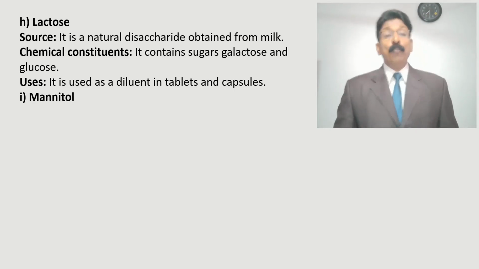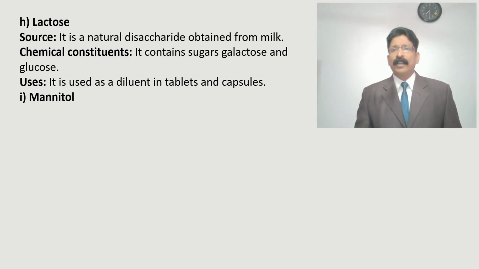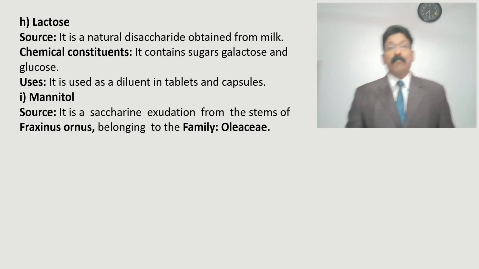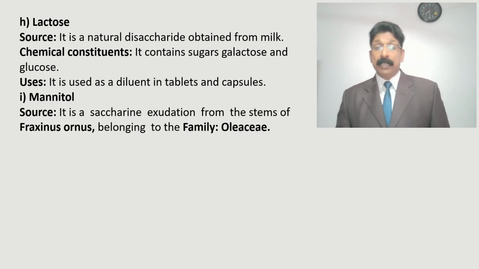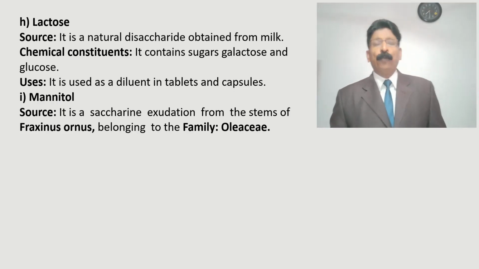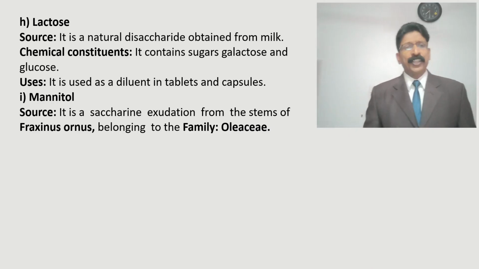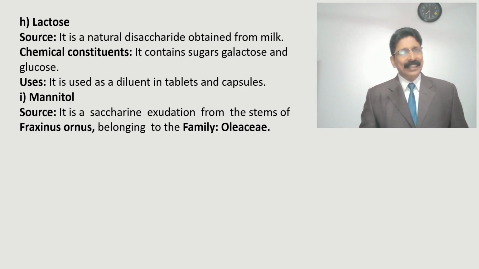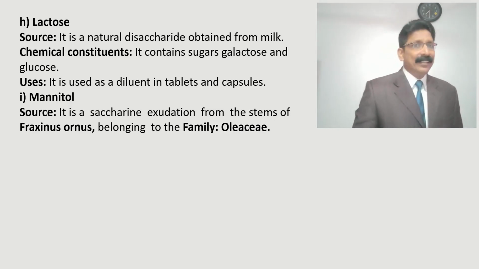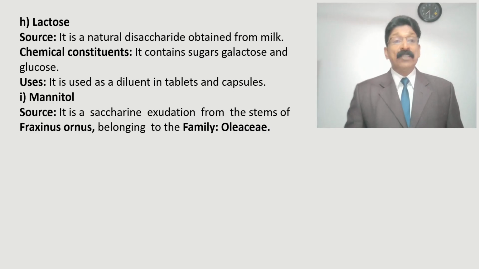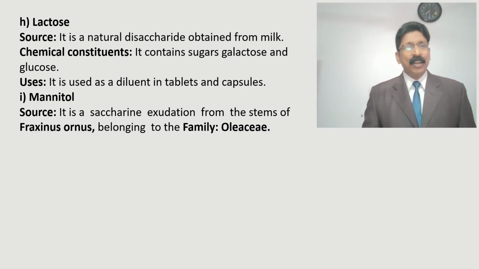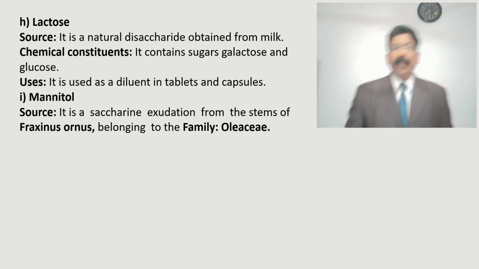Now coming to mannitol, an interesting product and a sweetening agent. And even it is a diluent, it can be used in bulk, increasing the bulk of the potent ingredients, and it can be used for various liquid oral preparations. The source, it is a saccharide. It is a carbohydrate, saccharide, exudation from the stems of Fraxinus ornus, belonging to the family Oleaceae.